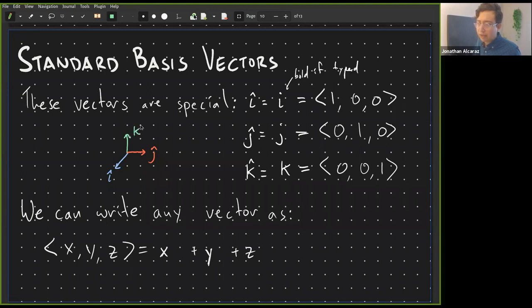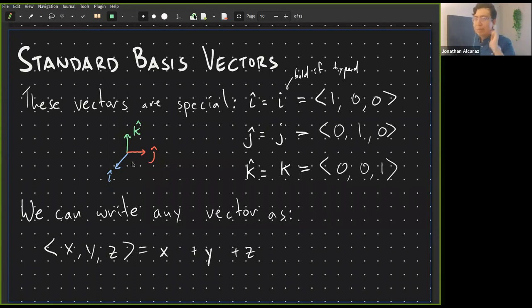So this is your K. Okay. And so these three vectors, the fact that we call them a basis, all that means is that these are the three most basic vectors you can get in three-dimensional space. If it was in two dimensions, you just have I and J, and you just have two basic vectors, okay?